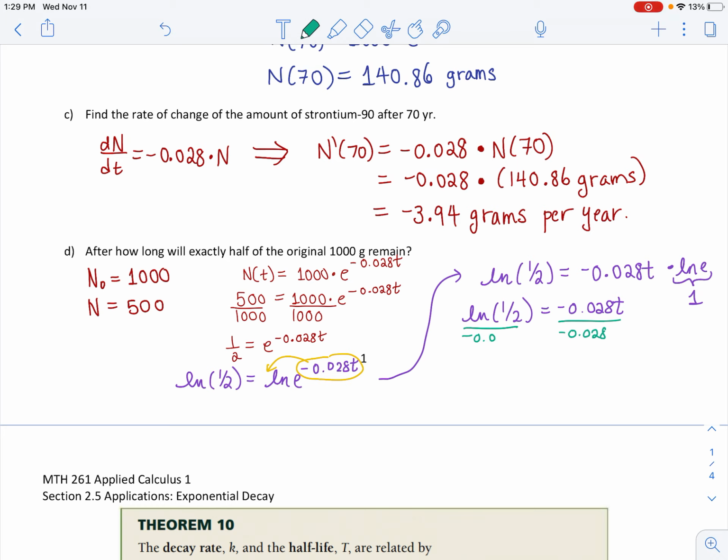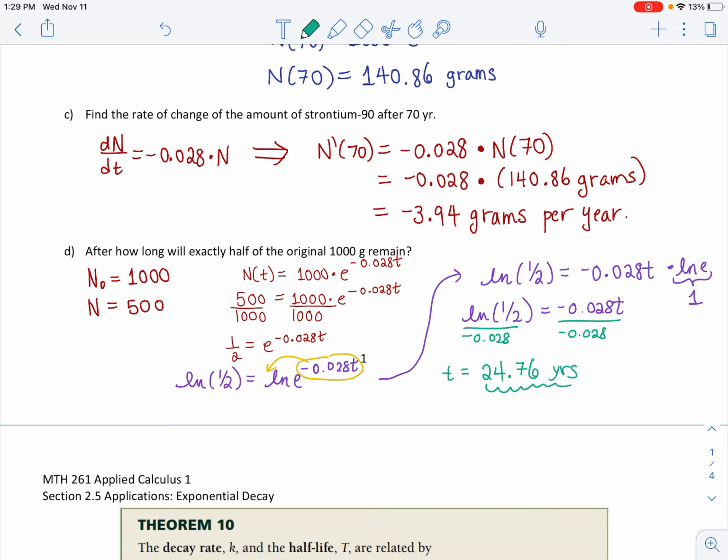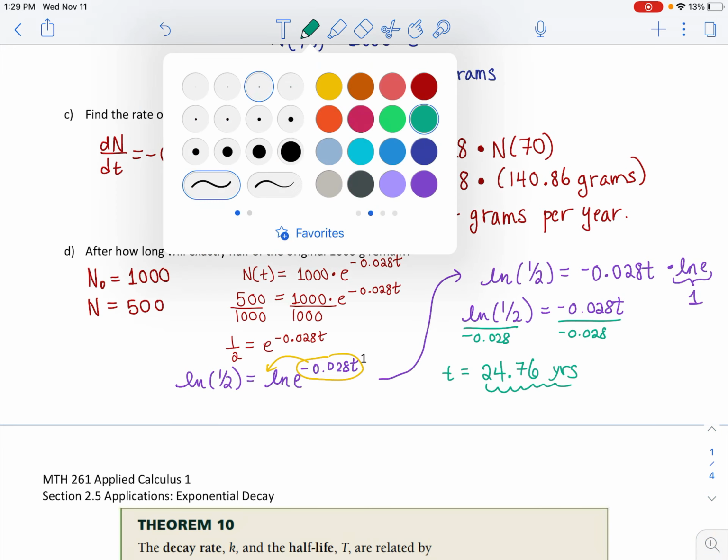So final step, guys. Final step is to divide both sides by that negative decimal. So t, how many years will it take for the strontium to become half of what it used to be? Natural log of 1/2, I'm typing that in, divided by negative 0.028. And that came out to be 24.76, and I'll just round it to the nearest hundredth. So it's going to take about 24.76 years, and that is the strontium-90's half-life.